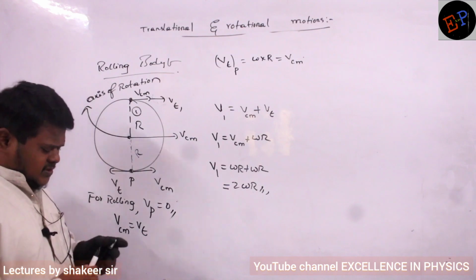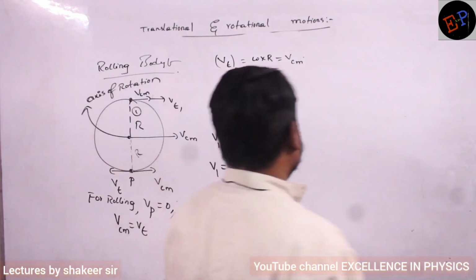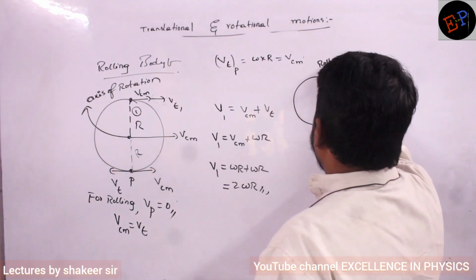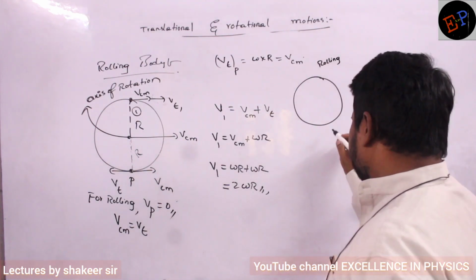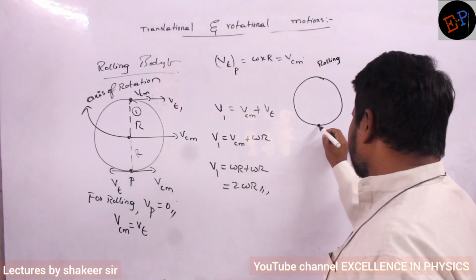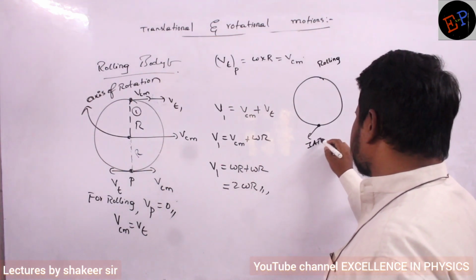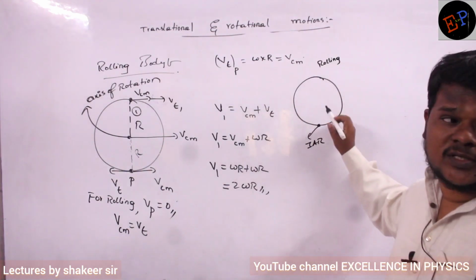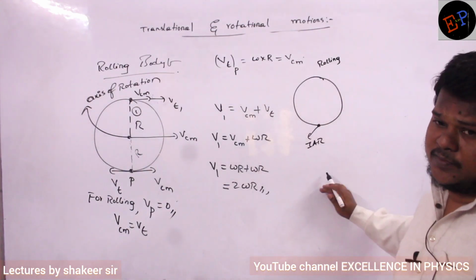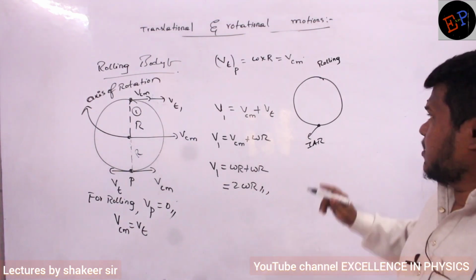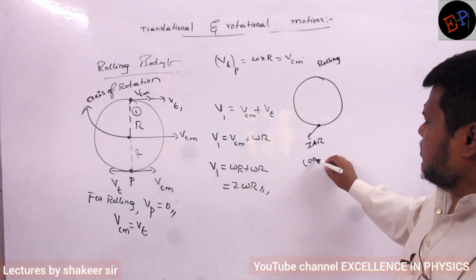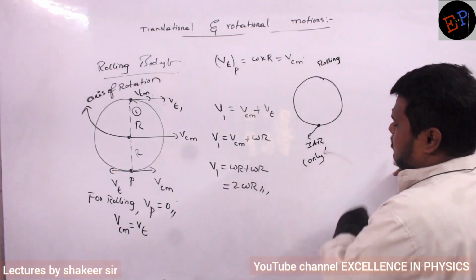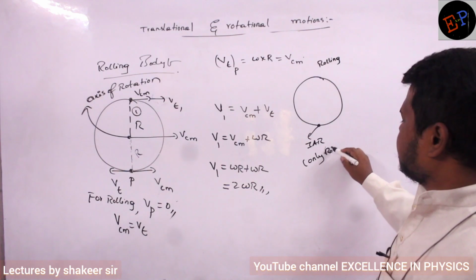So see, let us try to understand once again. So this is a rolling body. In a rolling body, if I take this point to be the instantaneous axis of rotation, this is my axis of rotation, then the body is undergoing which motion? Only rotational motion. It is not translating. Okay? In this condition only which motion? Only rotational motion.